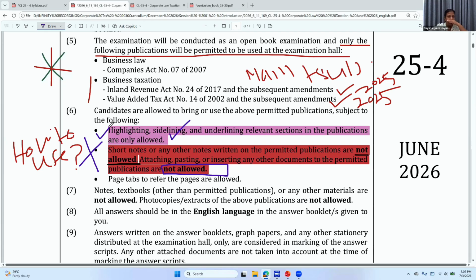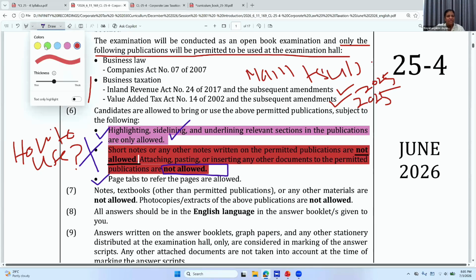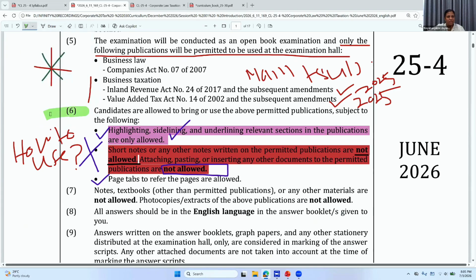The page tabs, to refer to the pages, are allowed. You can put page tabs to refer to the pages. Yes, it is allowed. Therefore, I need to tell you about the open book referential policy. It's very, very important for the success of your examination.